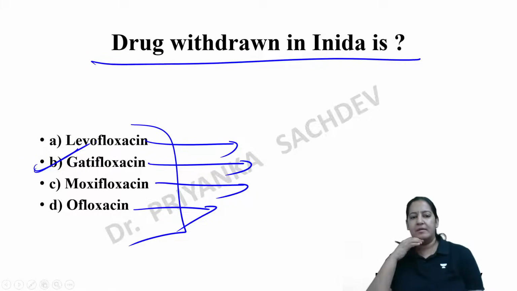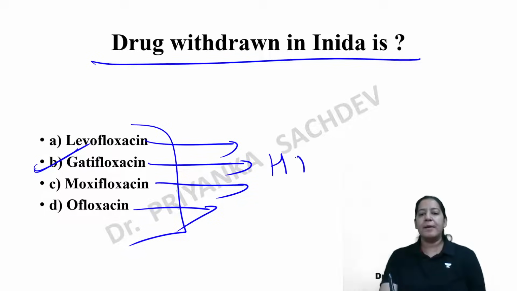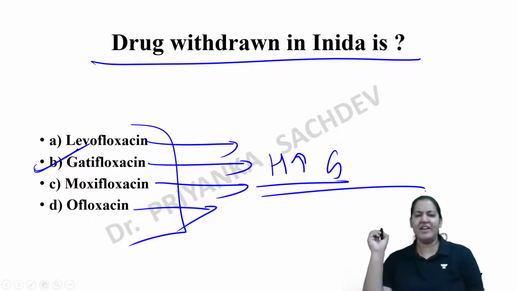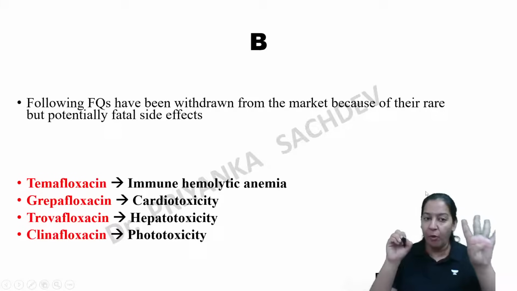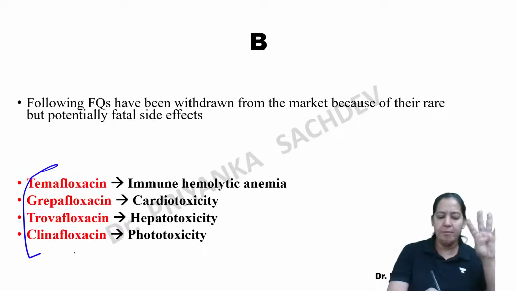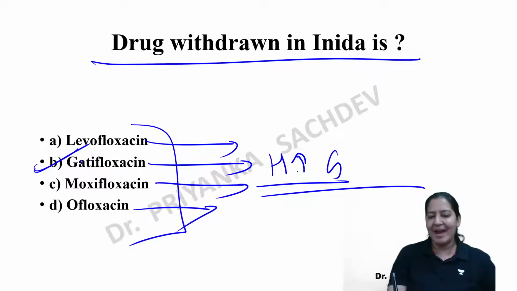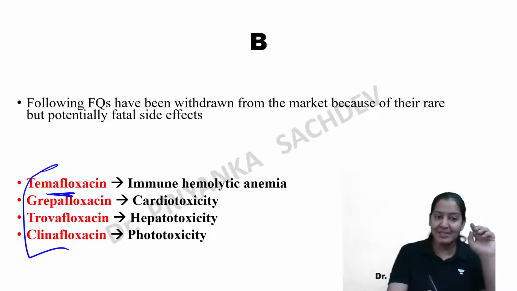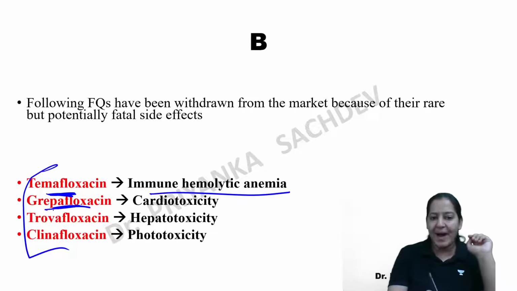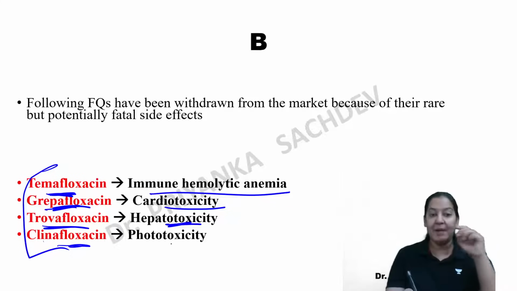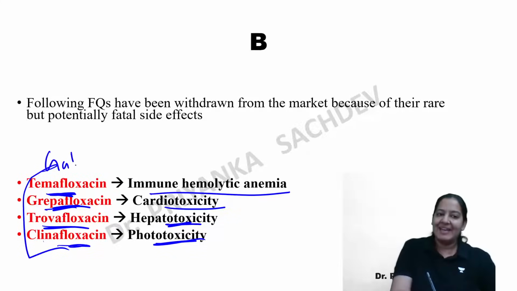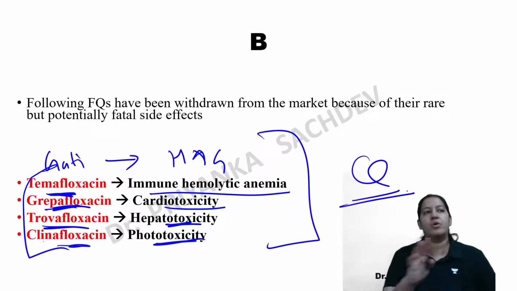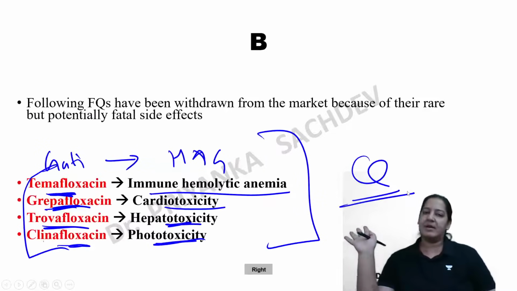Amar, Sufi, can you tell me the reason why Gati is banned in India nowadays? It is a recent drug which is banned because it causes severe hyperglycemia. That's why it is banned. So learn the names of the 4 drugs which are banned from India apart from this one. Temafloxacin is banned because of immune hemolytic anemia. Grepafloxacin is banned because of cardiotoxicity. Trovafloxacin is banned because of hepatotoxicity. And Clinafloxacin is banned because of phototoxicity. Apart from it, Gati, which is our answer, is banned because of hyperglycemia. So learn the names of 5 fluoroquinolones which are banned nowadays. Yes. So the correct answer here is B.